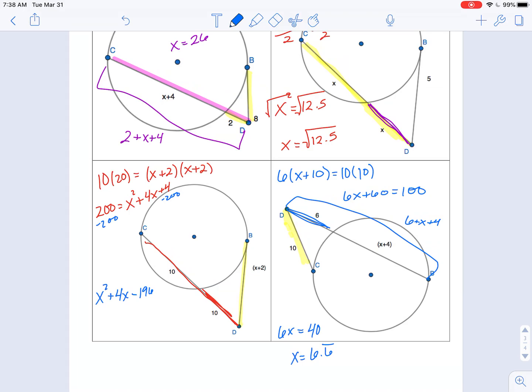6.6 repeating. All right, so we've got a Zoom meeting at 11. Feel free to jump in on that one, and don't forget, you've got to take your timed quiz today over 10.4 and 10.5.